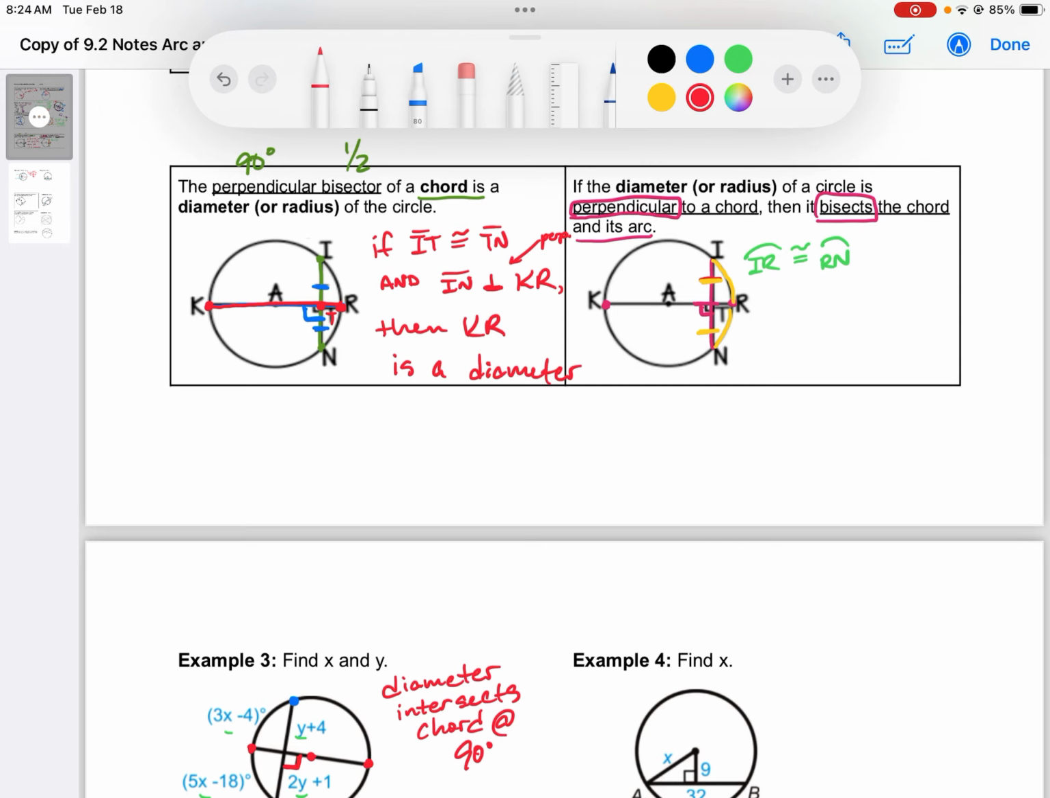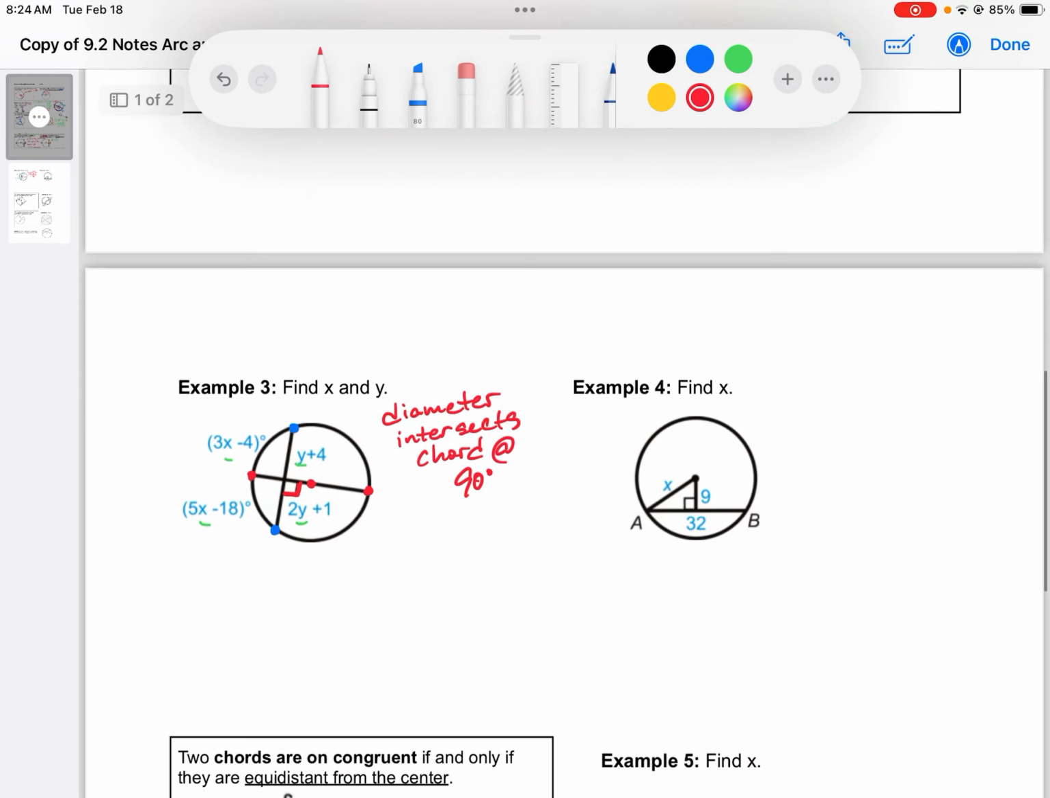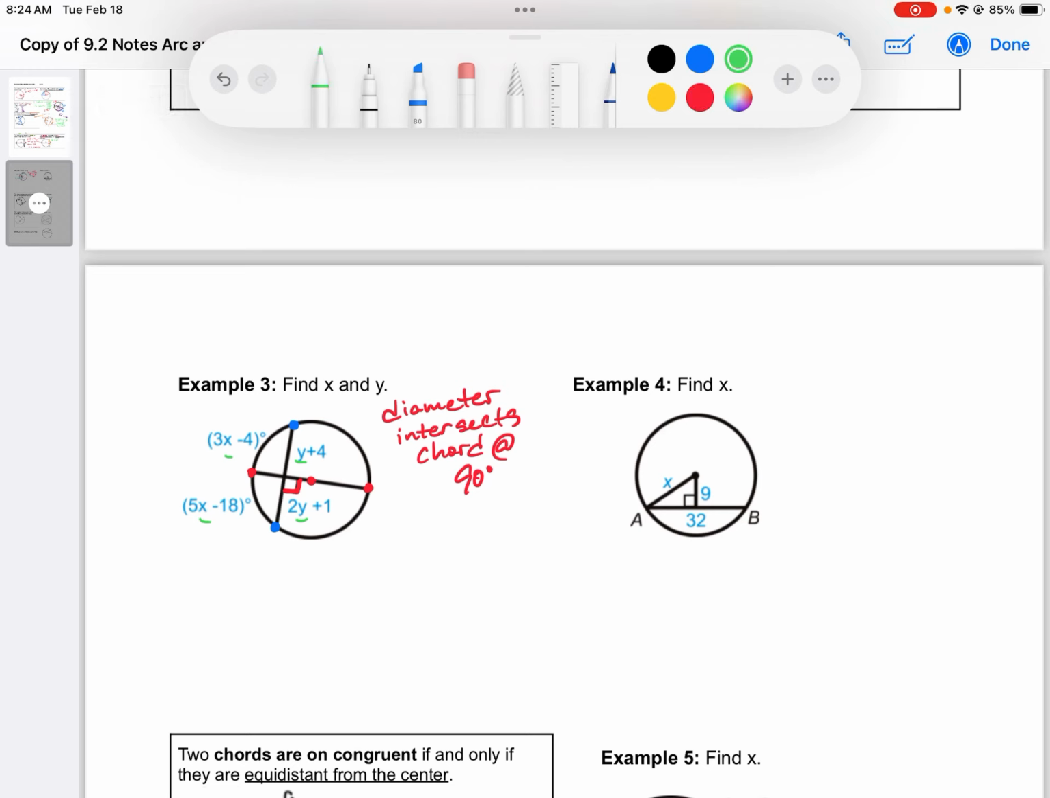So that means it is perpendicular to the chord. And up here, it says if the diameter of a circle is perpendicular to a chord, then it bisects the chord and its arc. So this chord segment and this chord segment are congruent, and this arc and this arc are also congruent, because this red line is bisecting them both. So I can set my two arcs equal to each other, and I can also set my chord segments equal to each other.